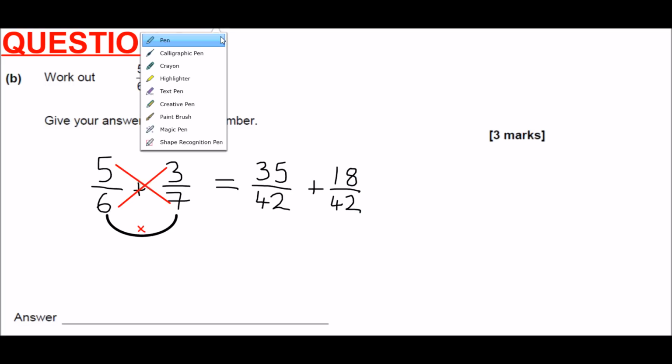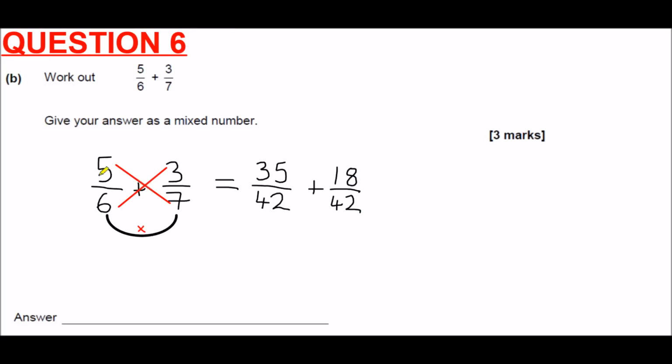And so how we found those new top numbers, just to go back to that point, we just cross multiply. So 5 times 7 gives us 35. And then we did 3 times 6 to give us 18. And we multiply together the bottom numbers, and that's how we get the 42.